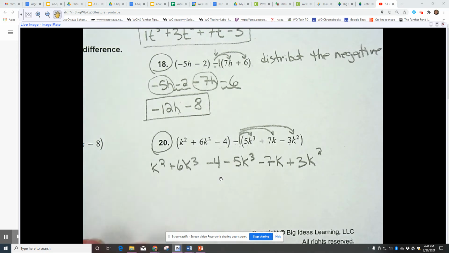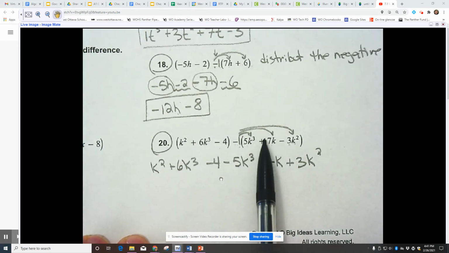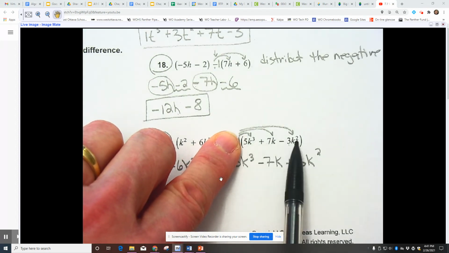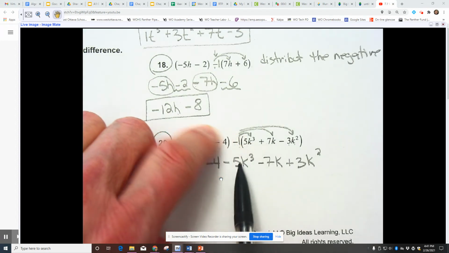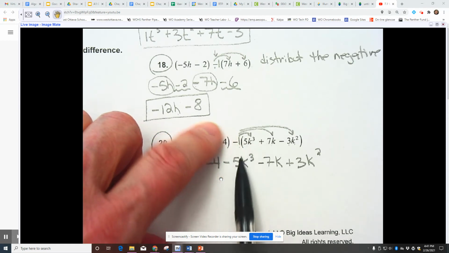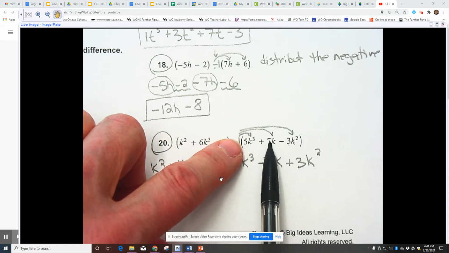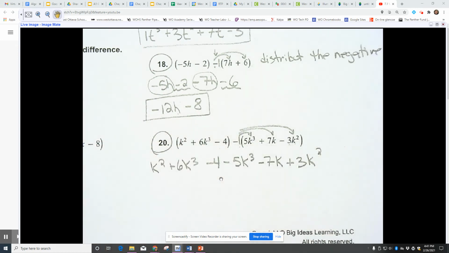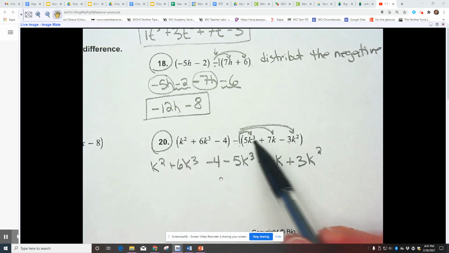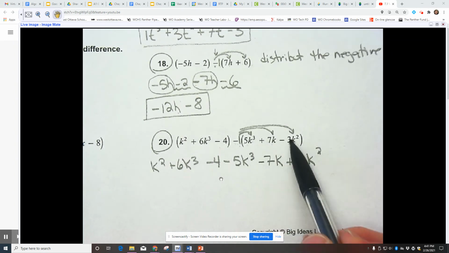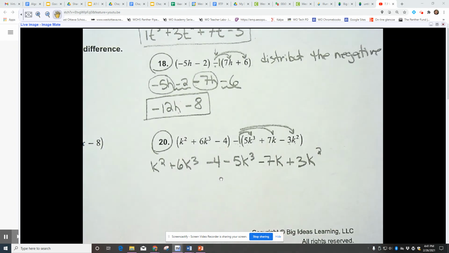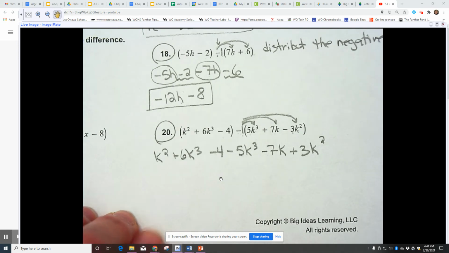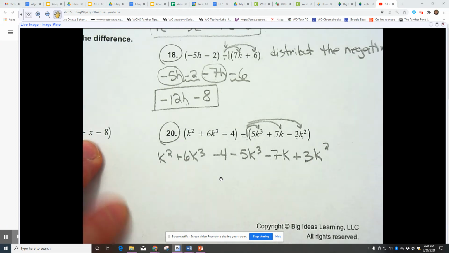If you're paying attention here, you might notice that distributing a negative just takes all of the signs inside the parentheses and switches them. Positive 5 became negative. Positive 7 became negative. Negative 3 became positive. It doesn't make them all negative. It makes them the opposite sign that they were. So multiplying and dividing by negative 1, that's what it does. Switches the sign.